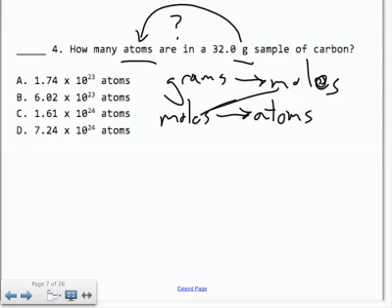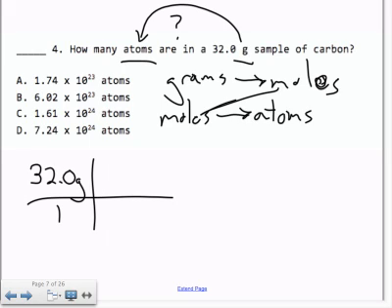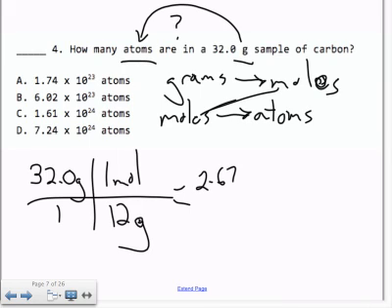All right, so going from grams to moles is just taking the number of grams given, 32, and dividing it by the molar mass of the element or compound. In this case, it's carbon, which has a molar mass of 12 grams per 1 mole. So you do out 32 divided by 12, and you get 2.67 moles.